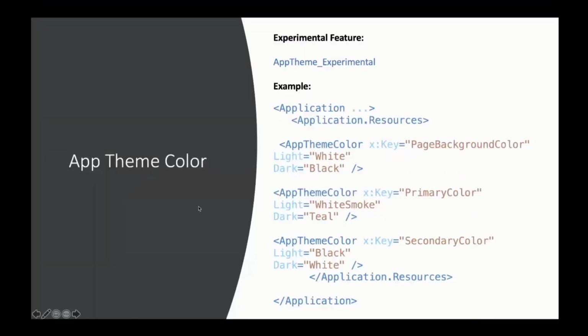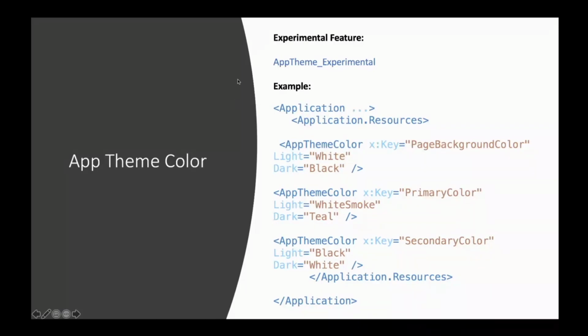And the last but not the least feature is app theme color. So you might be using Android and iOS with multiple theming support, like light theme and dark theme. But if you are using the previous version of Xamarin Forms, you have to create different theme resources, like light theme resource and dark theme resource, and then you have to listen to the application theme change event, and then update all those properties. So those things you don't have to do anymore.